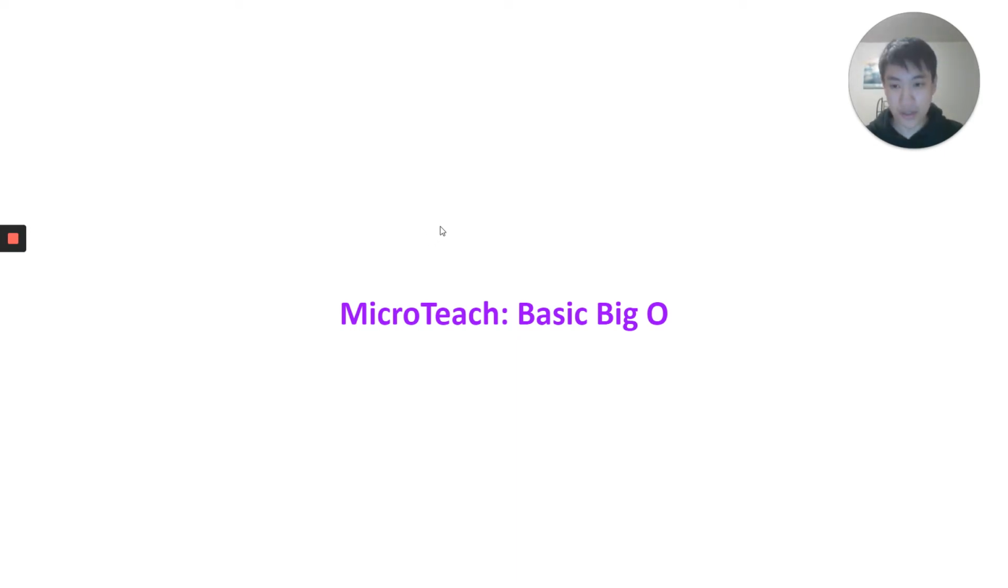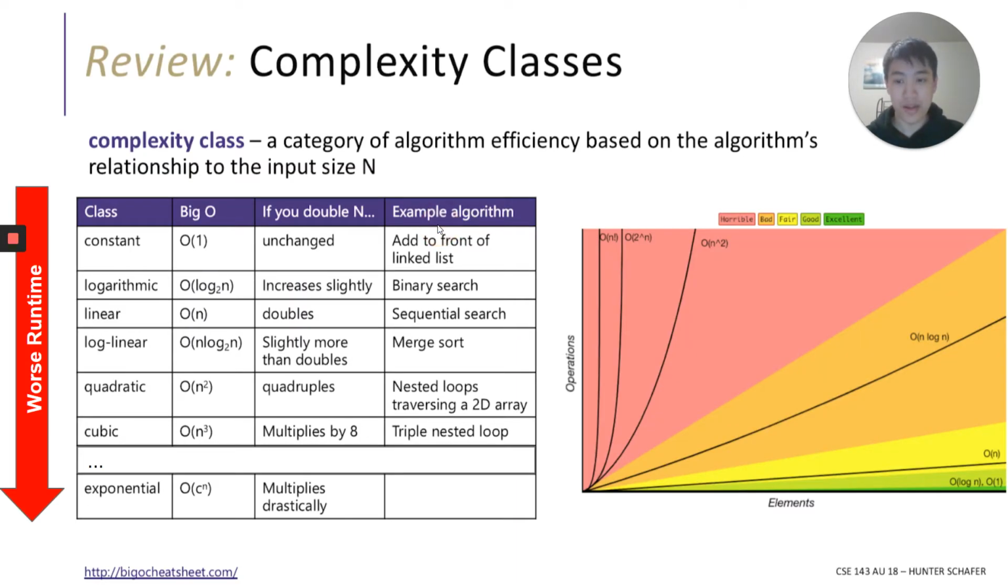We're going to go ahead and skip the logistics, and we're going to start with essentially basic big O. Just as a recap, basically from 143, we have a bunch of complexity classes, including constant, logarithmic, and so on. As you can see in the table here, as you go down, it has basically a worse runtime. For example, a constant runtime will be better than logarithmic runtime, and so on.